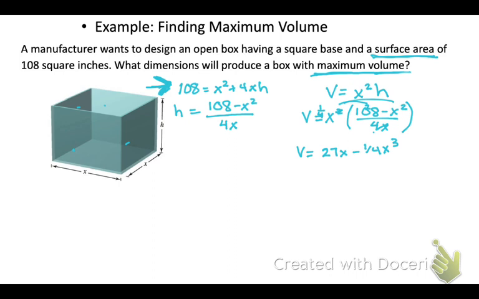Now I need to maximize the volume, so I need to find the derivative of the volume. So dV/dx, the derivative of the volume with respect to x. That's what dV/dx means, correct? Okay, so what do I get? 27 minus 3/4 x squared.